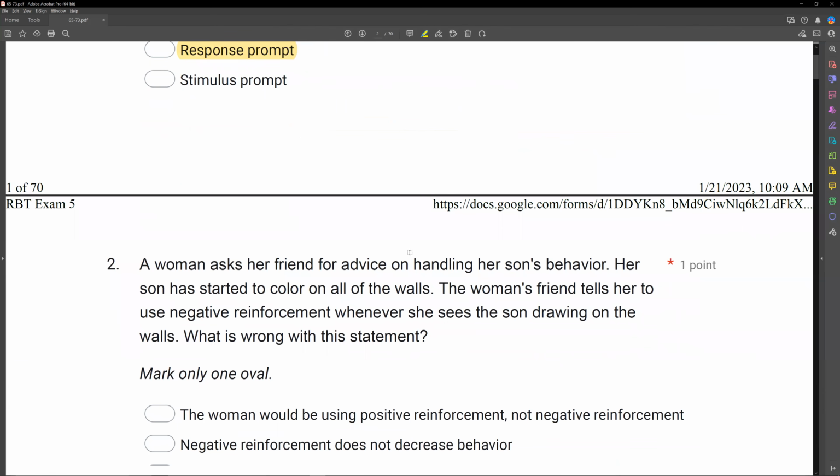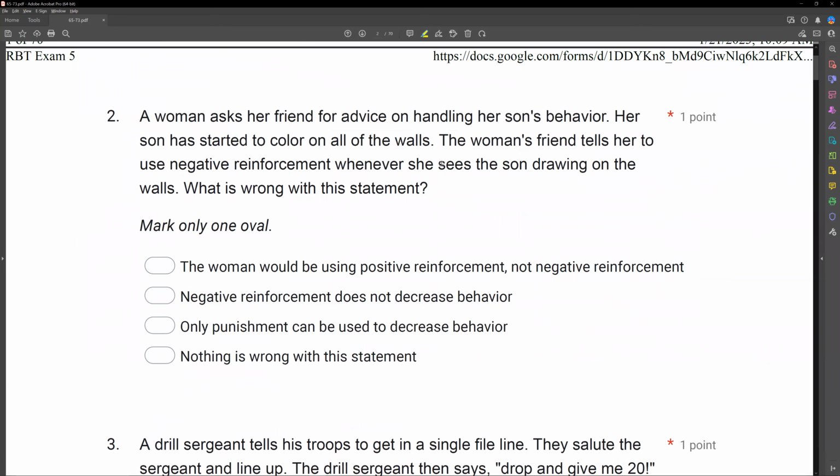Number two, a woman asks her friend for advice on handling her son's behavior. Her son has started to color on all of the walls. The woman's friend tells her to use negative reinforcement whenever she sees the son drawing on the walls. What is wrong with this statement? Okay, got to put your analyst cap on here, your technician cap, and you've got to think about what are they talking about, these two women, in terms of behavior analysis. And you have to remember that on the exam, everything has to be framed in behavior analytic concepts. So what is wrong with this statement?